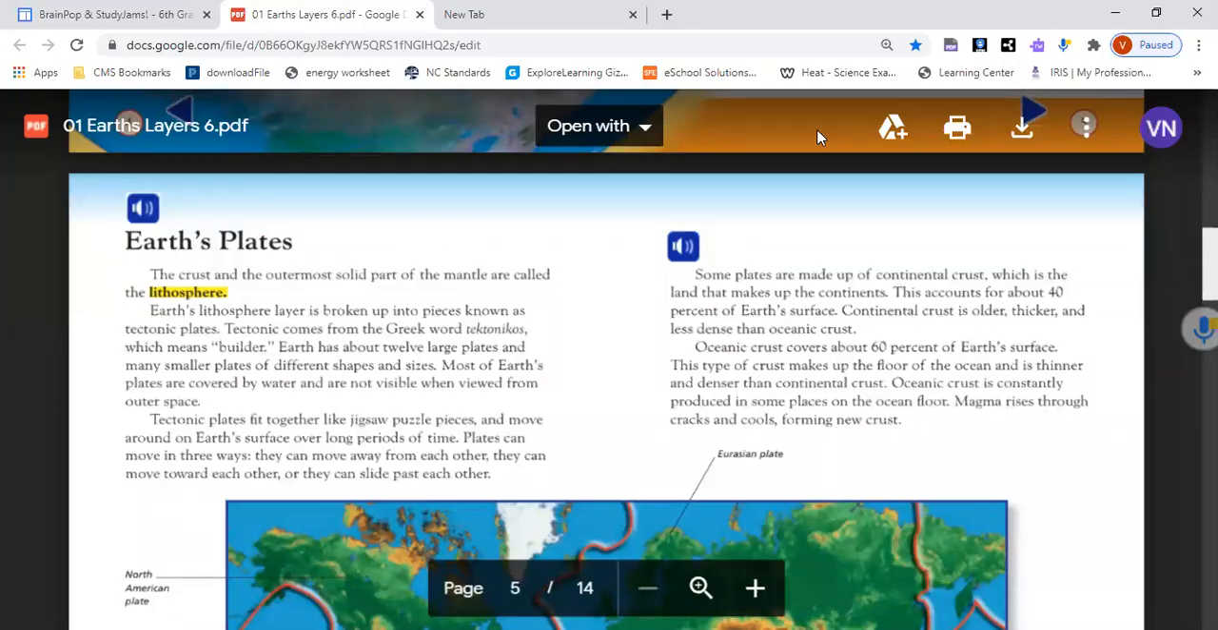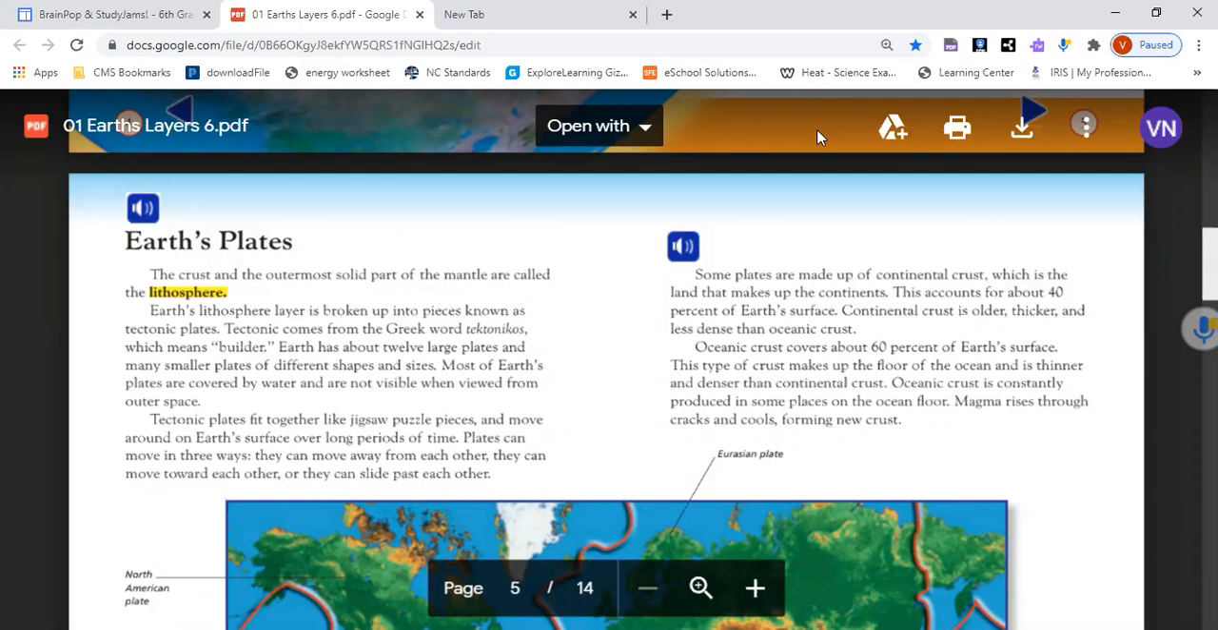Hello everyone. We just finished Earth's layers and now we are going to do Earth's plates. So I'll read the document and then maybe you follow through with this. Again, we are still in the Earth's layers. We are just moving to another small subtopic, which is Earth's plates.